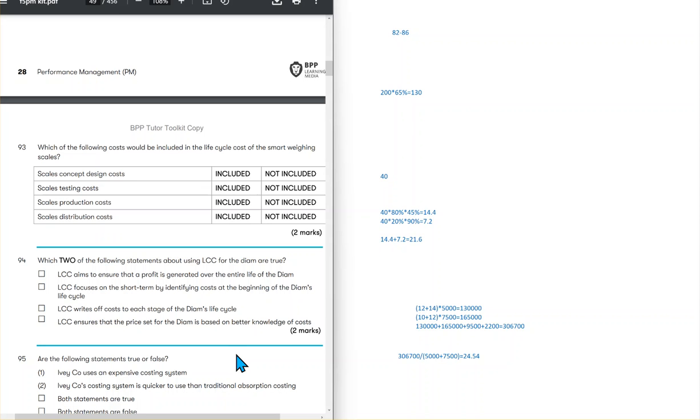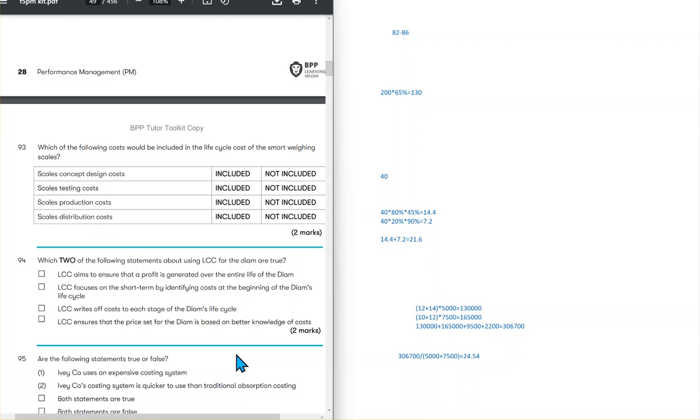Okay, the first one. LCC aims to ensure that profit is generated over the entire life of the DM. Yes, this is true about life cycle costing. We are not worried about profit per unit or per year. We are looking at the profit over entire life. So the first one is true.